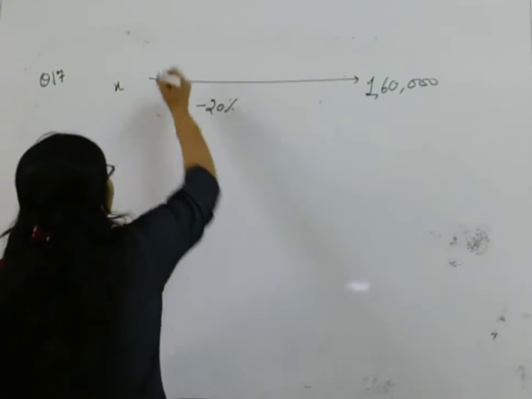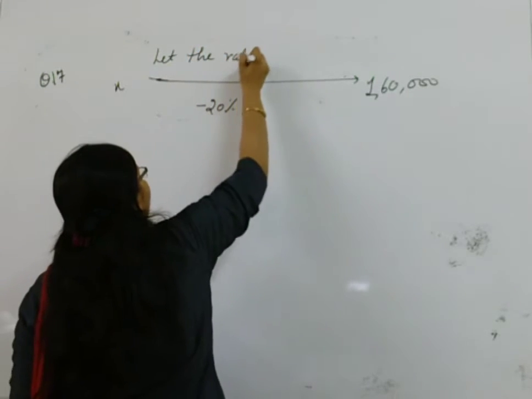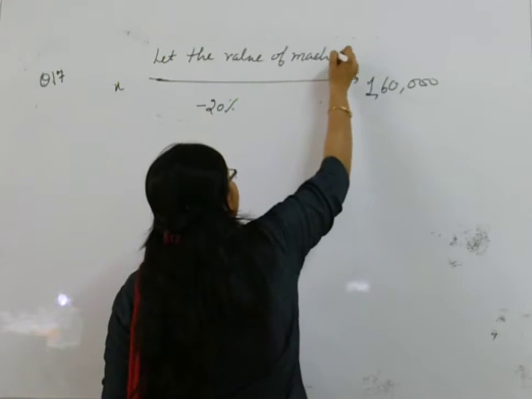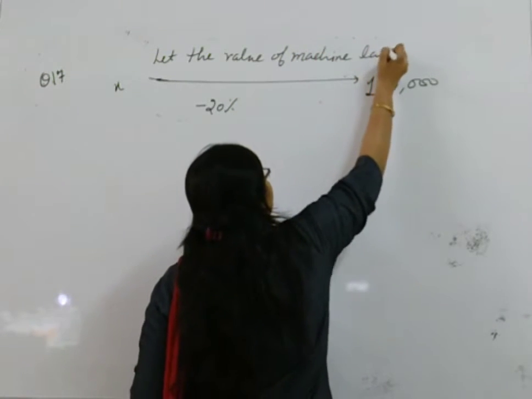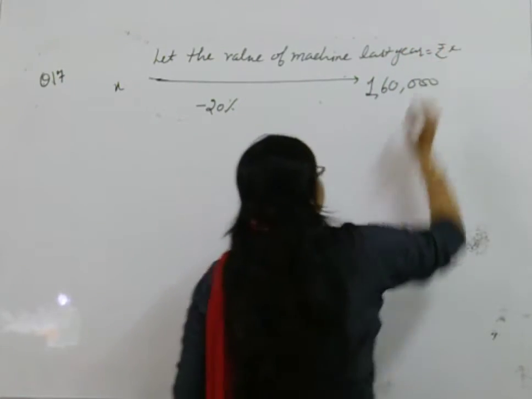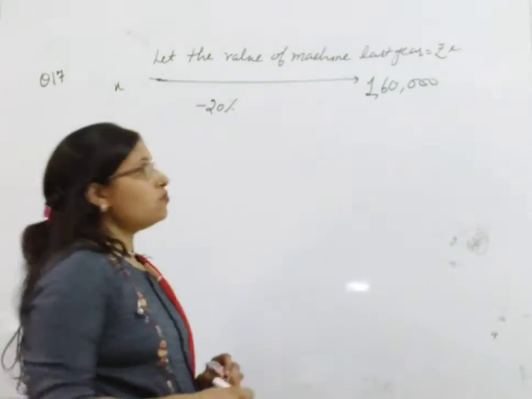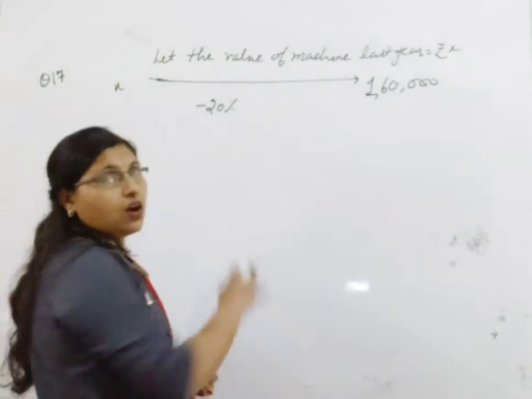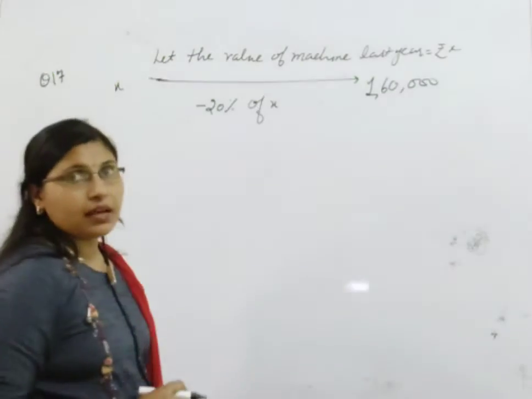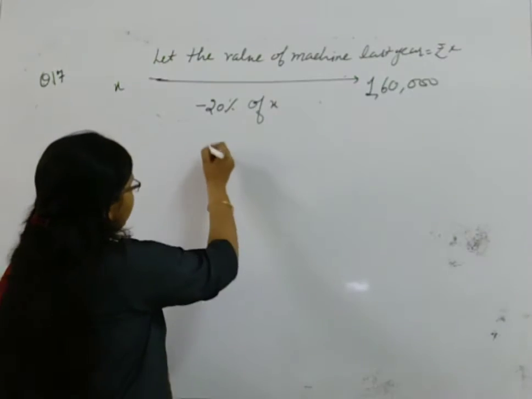So that we will mention it. Let the value of the machine last year be equal to rupees x. Right? Now this minus 20% is a part of what? 1,60,000 or x? It is of x because it is always a part of the value which is written on the left side. Now we can frame the equation.